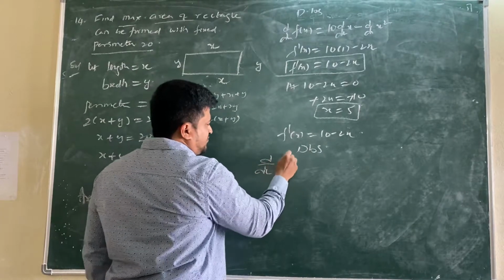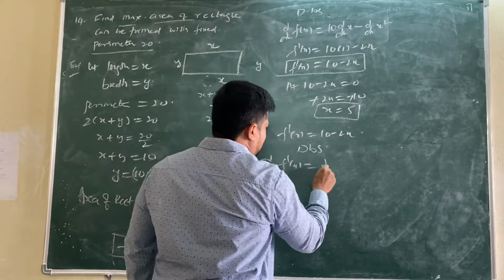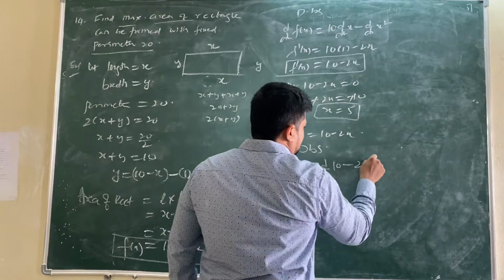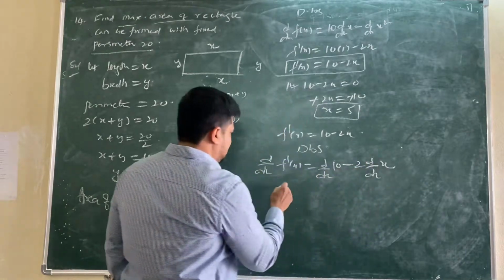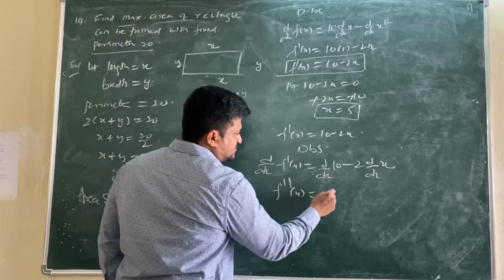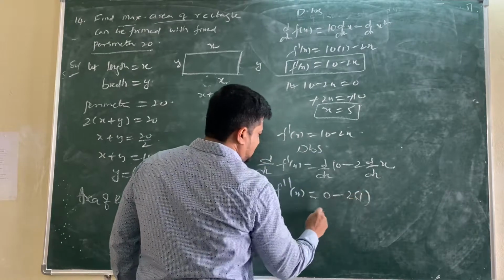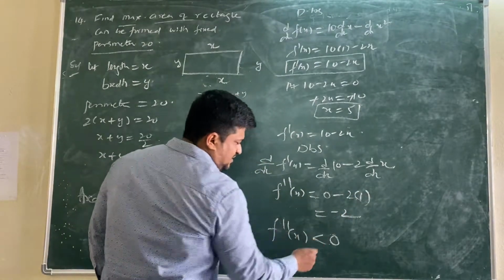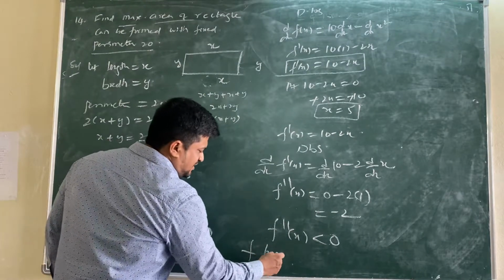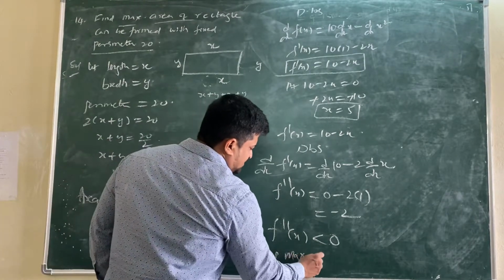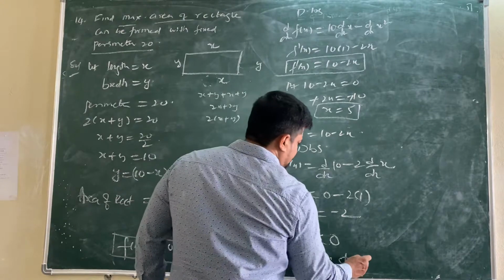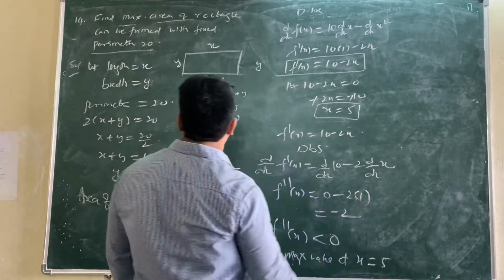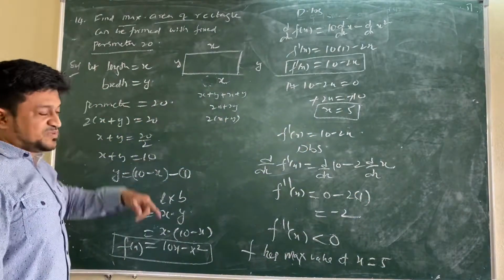Once we got the x value, again we take f dash of x. D by dx of f dash of x equals, this is f double dash of x, minus 2. F double dash of x, direct answer, is again less than 0. F has maximum value at x equals 5. Find the maximum area also.